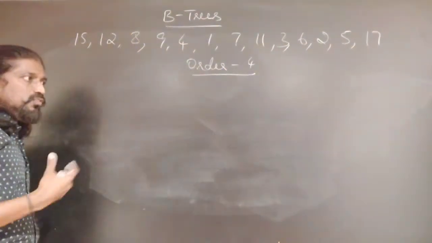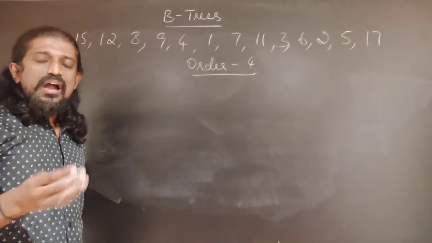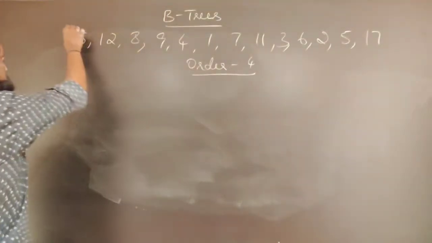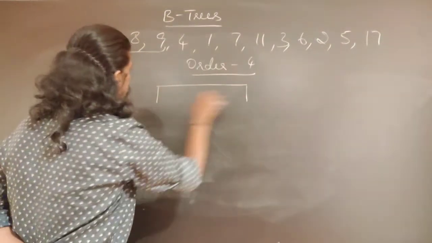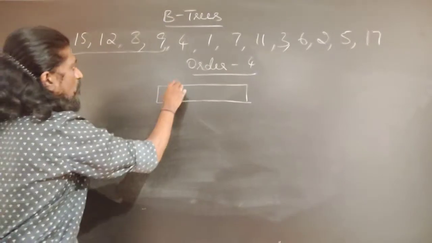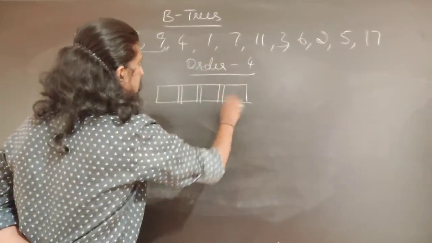So we already know that a B tree node will consist of at most 4 keys, and they will be in sorted order. Let us take the first 4 keys directly, and let us construct a B tree consisting of 4 keys without taking one key at a time.